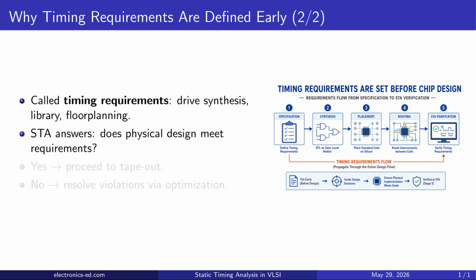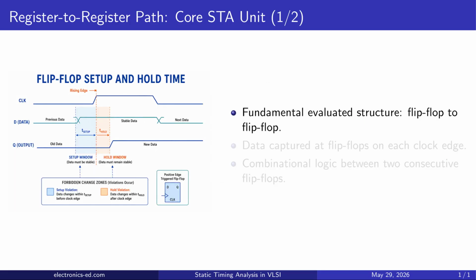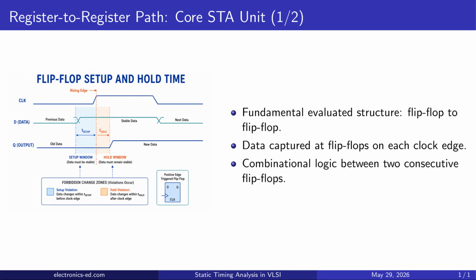STA then answers the key question: does our physical design actually meet those requirements? If yes, we can proceed to tape out with confidence. If no, we must resolve the violations through optimization loops. The fundamental structure that STA evaluates is the path from one flip-flop to another flip-flop. Data is captured at the flip-flops on each clock edge. Between two consecutive flip-flops, there is combinational logic that STA must analyze.